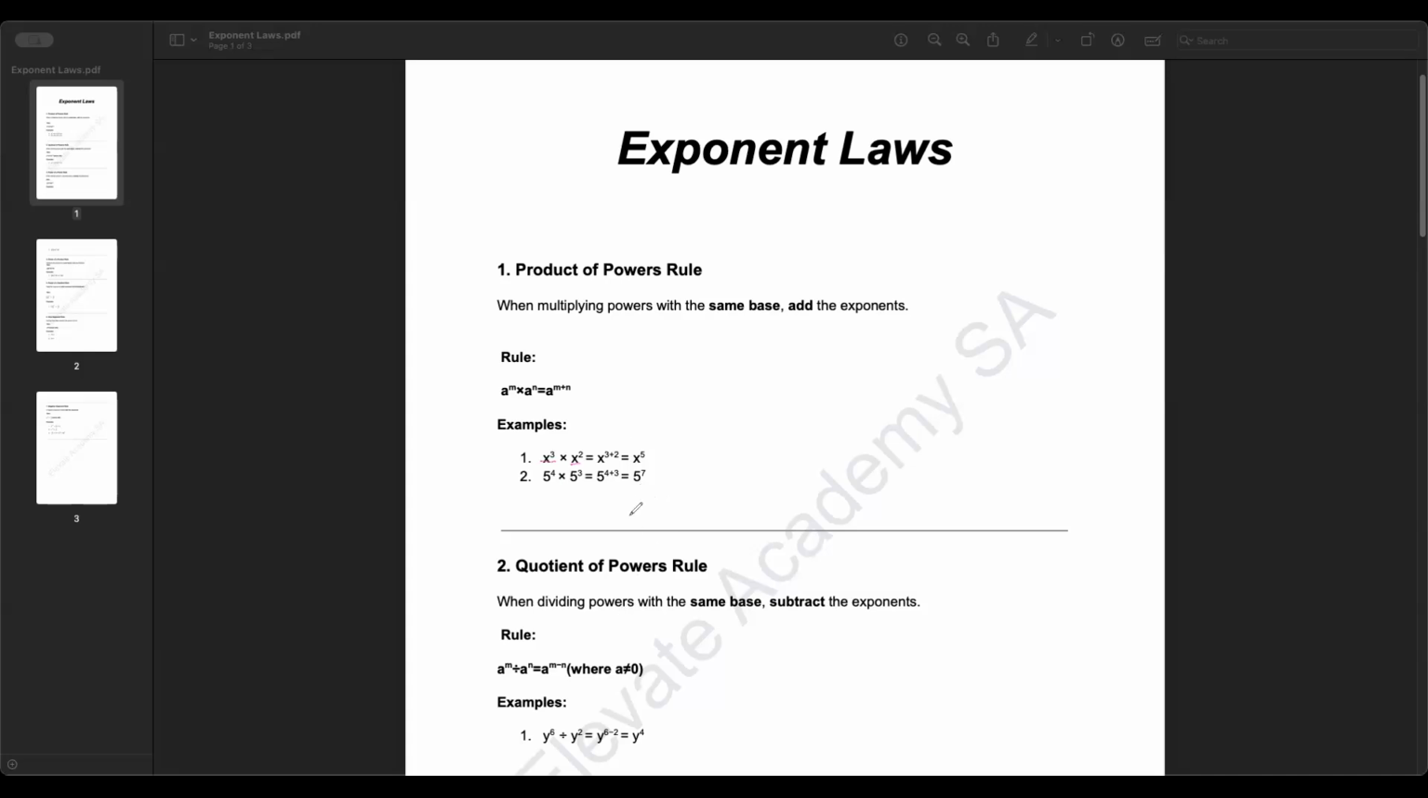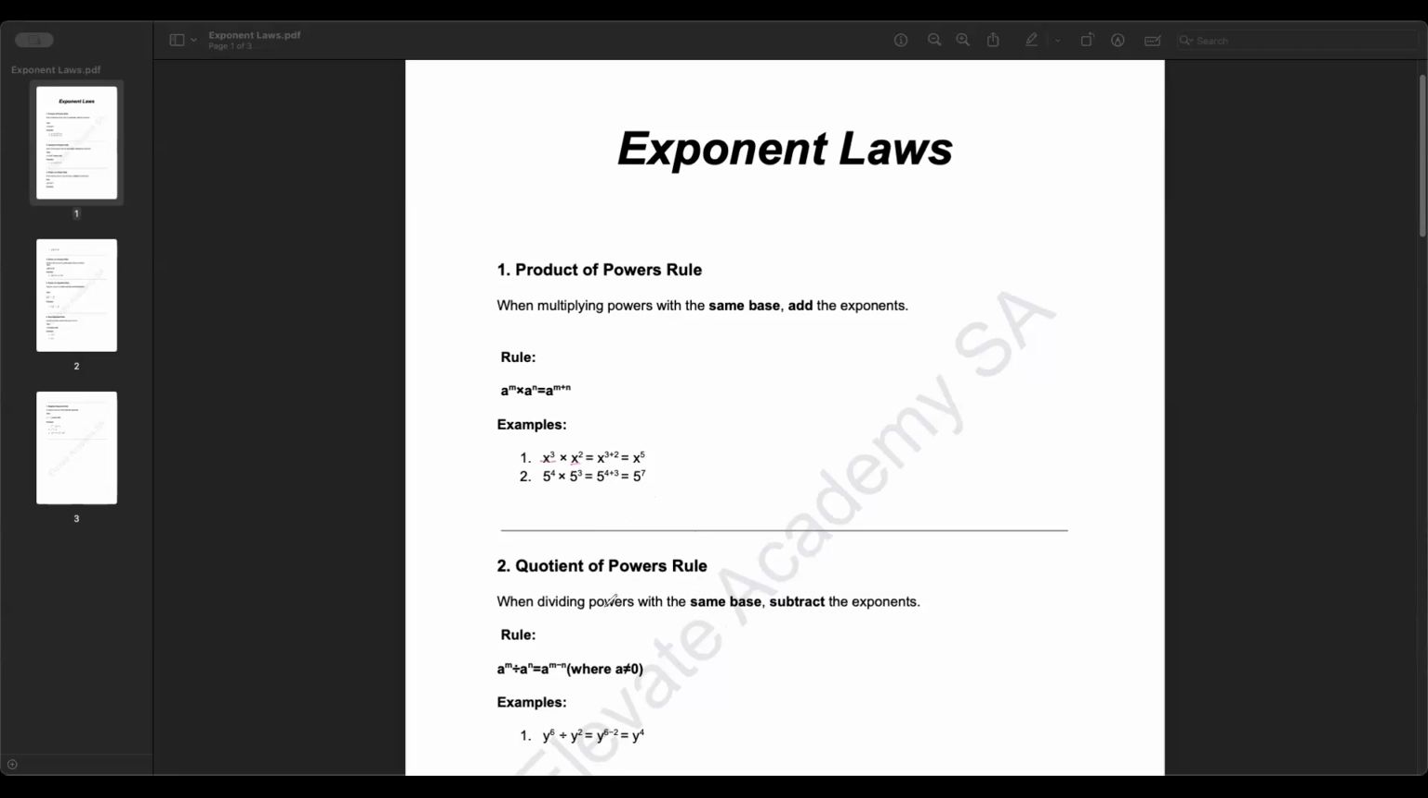Now it's very similar when we come to the quotient of powers rule. The only difference here is that when we are dividing, we still require the same base, but when we have the same base, in this case, we subtract the exponents, as we see here. y to the power 6 divided by y to the power 2 is equal to y to the power 6 minus 2, is equal to y to the power 4.